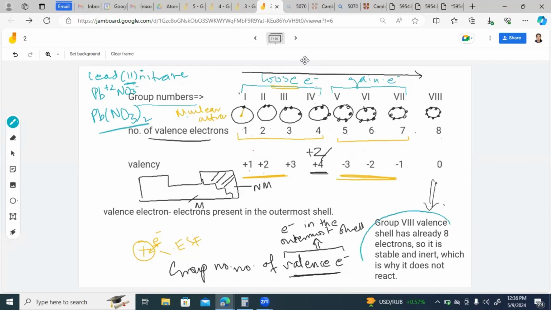Group 8, their valence shell is already full. They cannot.